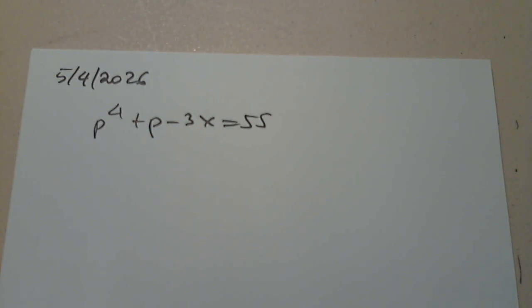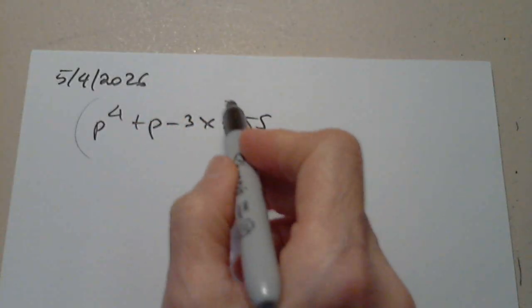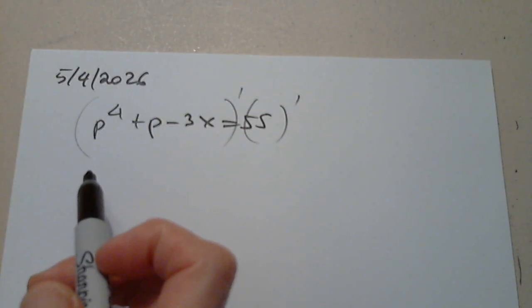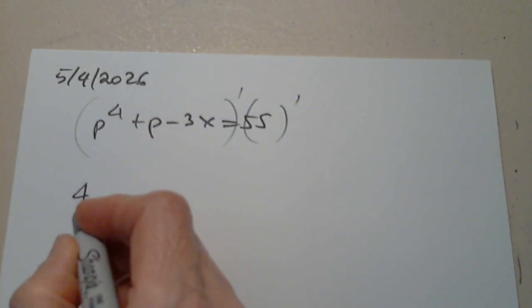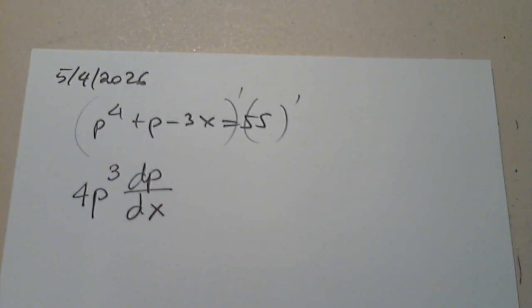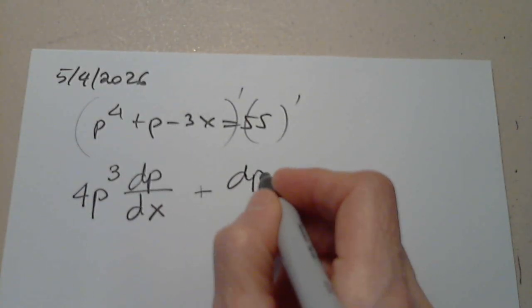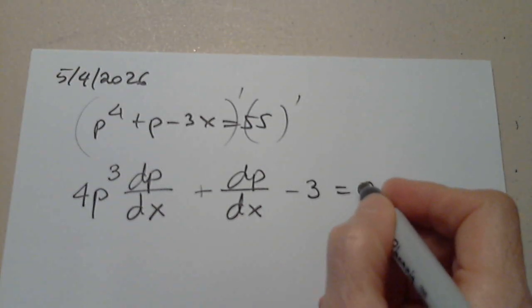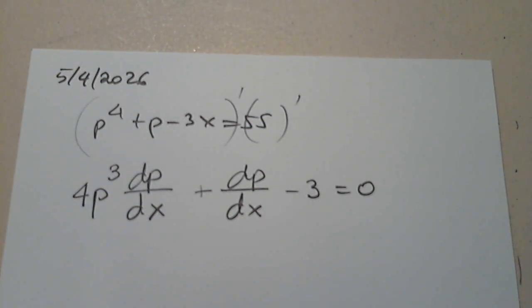It's a function of x, and x is just the variable. So we differentiate both sides. When we differentiate the first, it's a function to the fourth power, prime: 4p to the third times the inner function prime. You always have to say times the inner function prime, plus the inner function prime, there is nothing else, minus 3 equals 0. See if you have any questions on this.